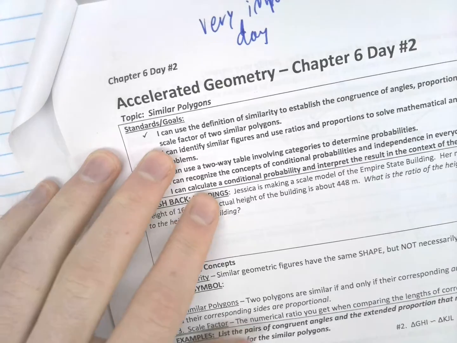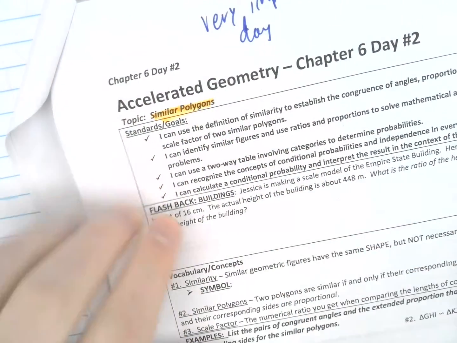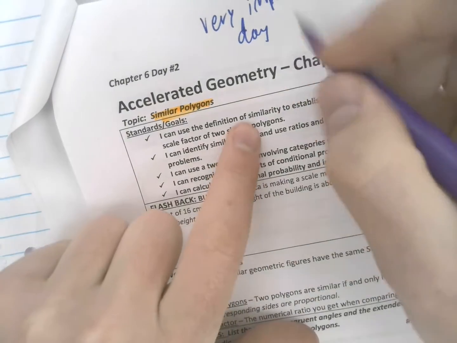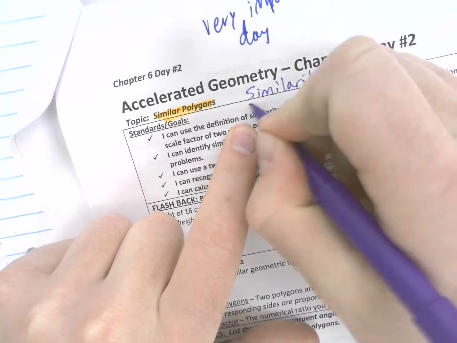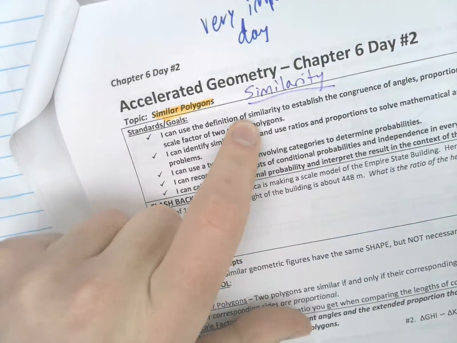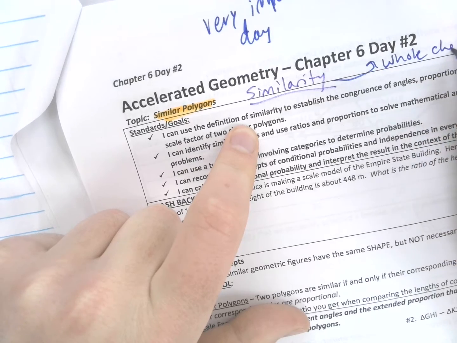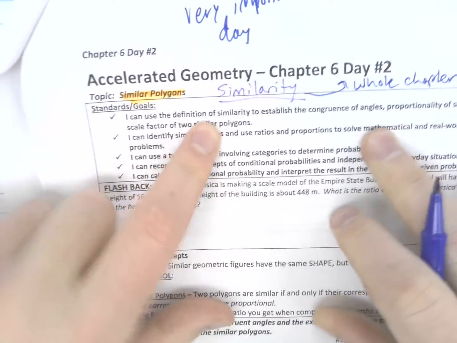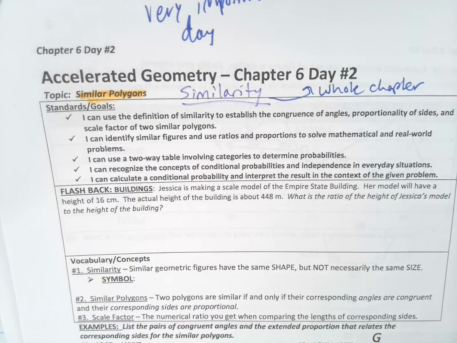I'm going to highlight this in bright orange: similar polygons. So today, we're going to be discussing similarity. That is a big, big concept for really the whole chapter. It's going to be focused on for the whole chapter here, and we'll talk a little bit about what that is.